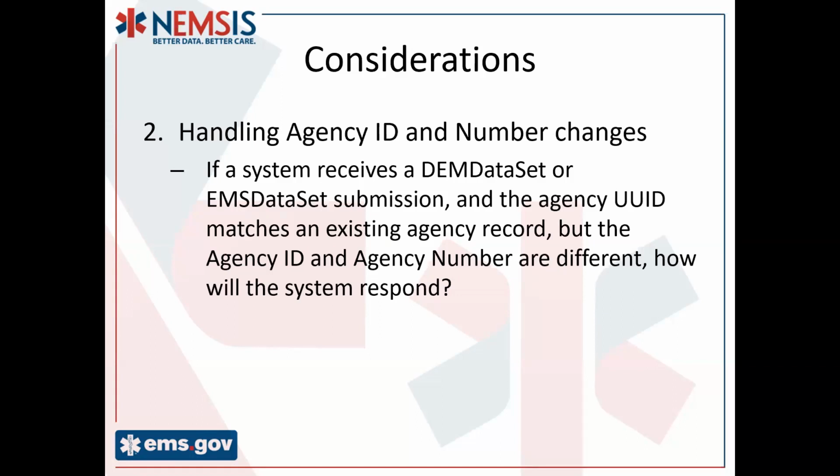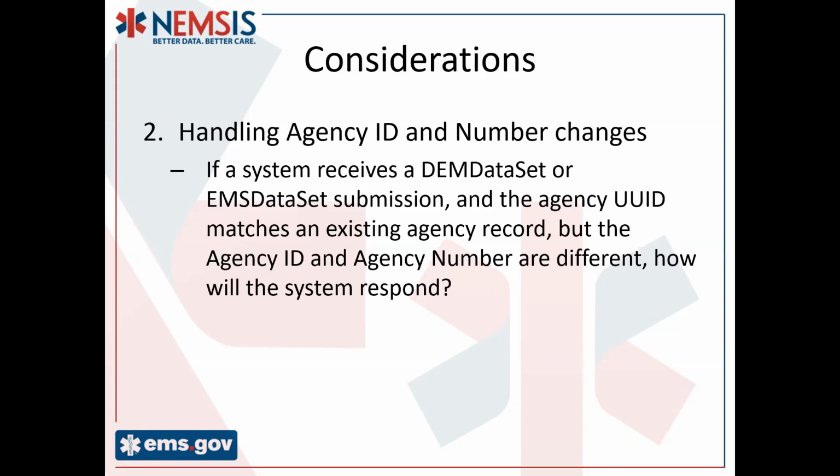Okay, so let's say the agency UUID matches, but the agency ID and agency number are both 101 in the submitted data. But in the state system, the system finds the UUID, it finds the agency record that this is supposed to be for. But in the state system, agency ID and agency number are both 808. How would the state system respond?